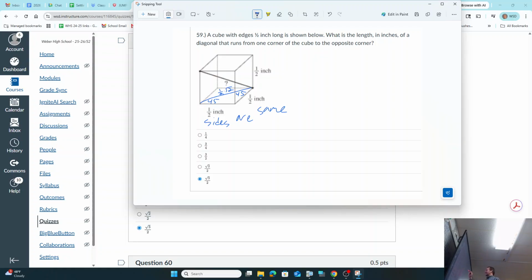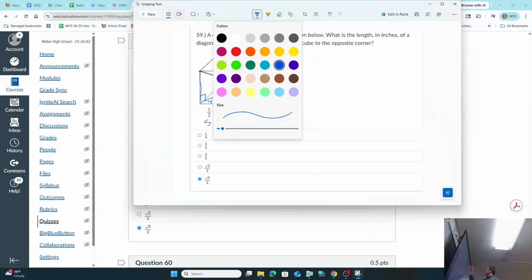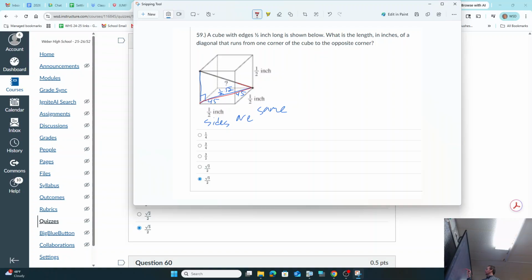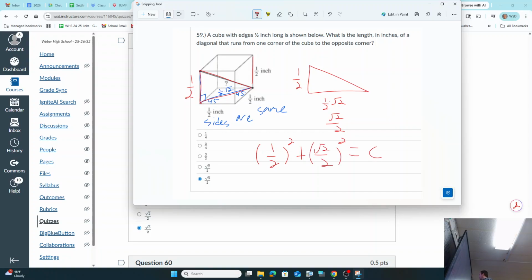So now we're making this triangle going this way. And we're going to change color on you. So now we're going to do this triangle going this way. If this is 1/2 inch, then this is 1/2 inch. So now we have a triangle going through the center of it where this is 1/2, and this is 1/2 times radical 2, which is radical 2 over 2. Okay, 1/2 squared plus radical 2 over 2 squared equals c squared, where this side, question mark, is c, right?